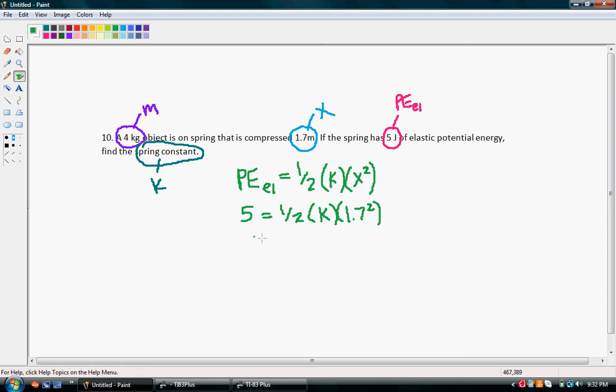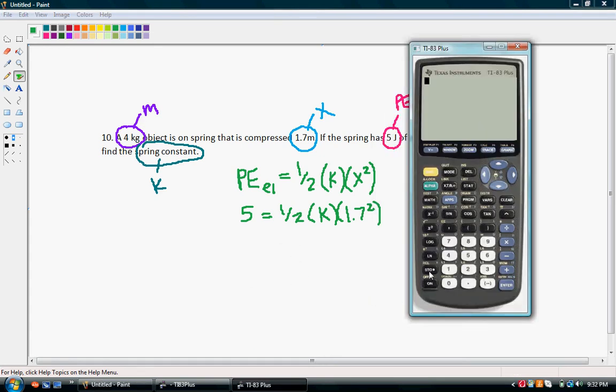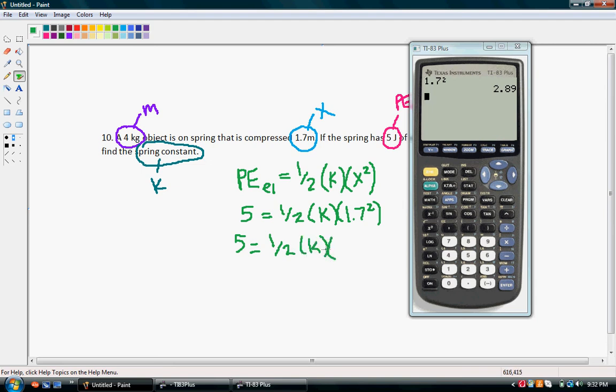Alright, so first things first, we're going to take care of this exponent, and we're going to square our 1.7. So 1.7 squared is 2.89. So we could say that 5 equals 1/2 our spring constant times 2.89. Well, our next step is we want to get K by itself. So we could multiply these two numbers together and then divide to get K by itself.